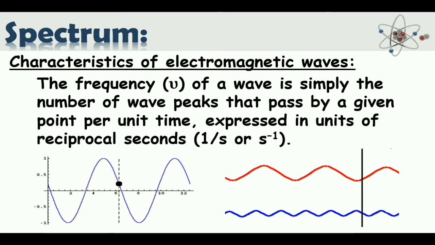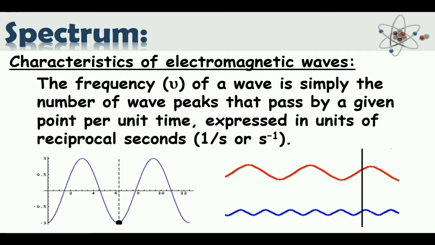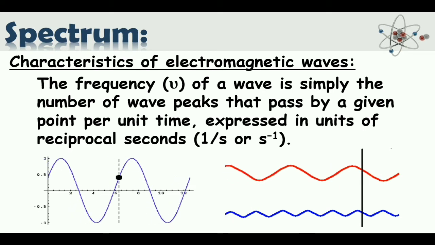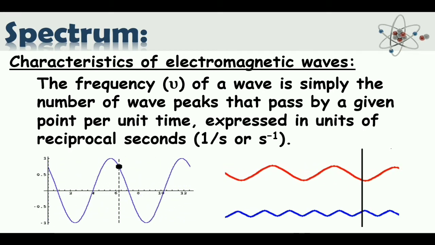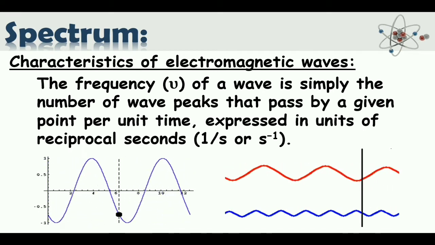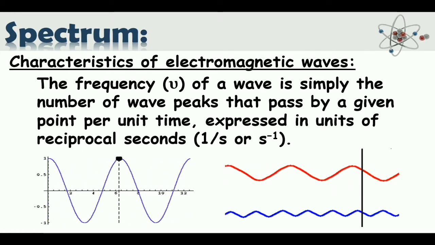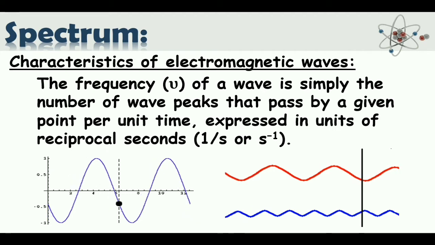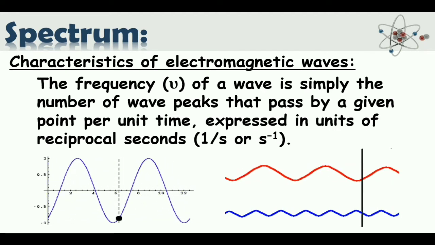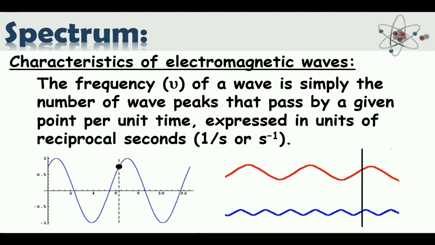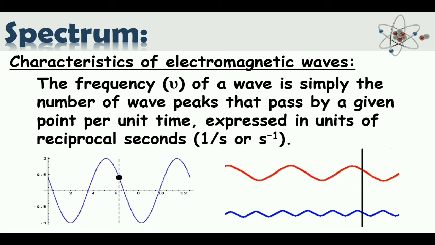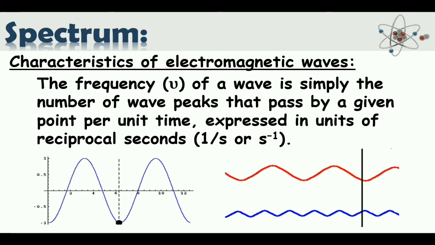Coming to the frequency nu of a wave, it is simply the number of wave peaks that pass by a given point per unit time, and it is expressed in units of reciprocal seconds, that is 1 by second or second inverse. You can count the number of peaks passing in a unit time, either per second or per minute or per 1 hour also.